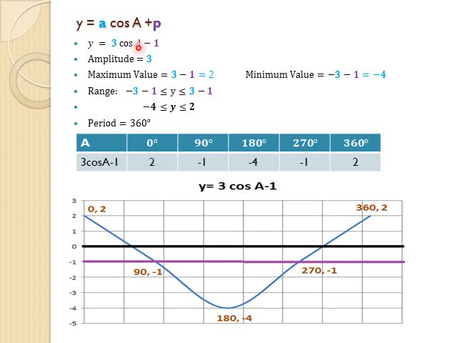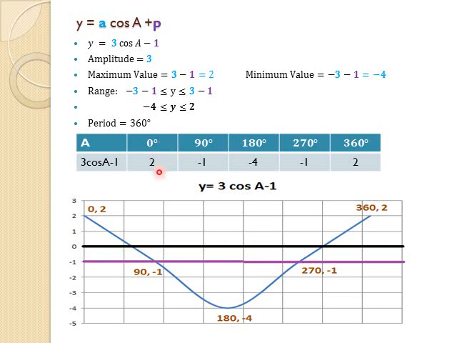If I put in 0, cos 0 is 1, 1 times 3 is 3, 3 minus 1 gives me 2. Cos 90 gives me 0, 0 times 3 is 0, 0 minus 1 gives me minus 1. Cos 180 gives me negative 1, negative 1 times 3 is negative 3, minus 1 gives me negative 4. Cos 270, cos 360, you can check on your calculator.